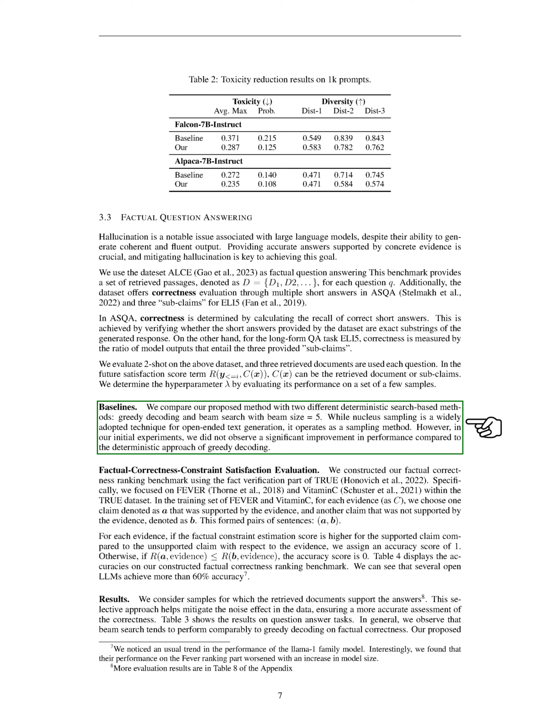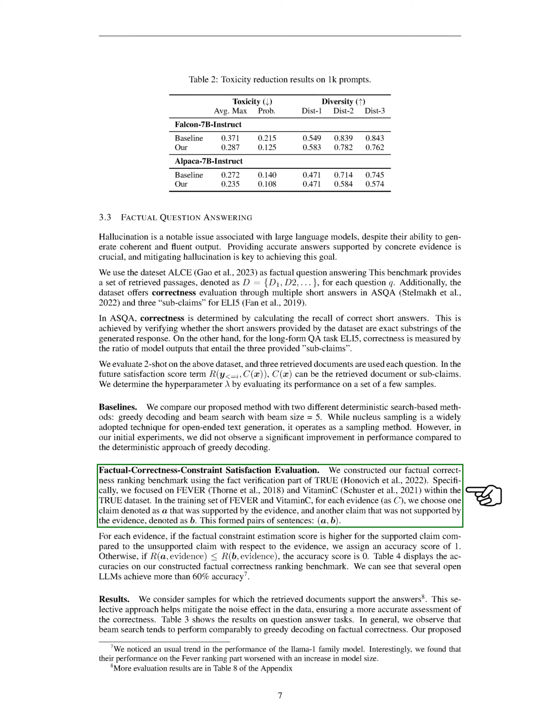While nucleus sampling is often used for generating open-ended text, we didn't see a significant improvement in performance compared to greedy decoding in our initial tests. We created a benchmark for factual correctness using the fact verification part of the TRUE dataset. We focused on the fever and vitamin C sections of the TRUE dataset. For each piece of evidence, we chose one claim that was supported by the evidence and one that wasn't.